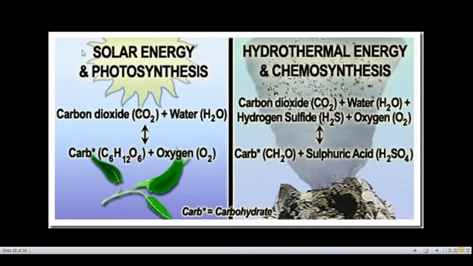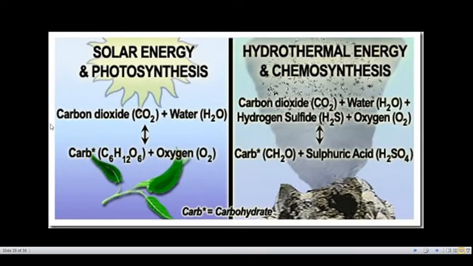Now, during solar energy or photosynthesis, you are combining carbon dioxide with water in the presence of sunlight to produce the food or the energy source for the plants, which is the carbohydrate glucose, C6H12O6. Itong carbohydrate, dyan tayo kumukuha ng energy. And then, another product in the chemical reaction is your oxygen.